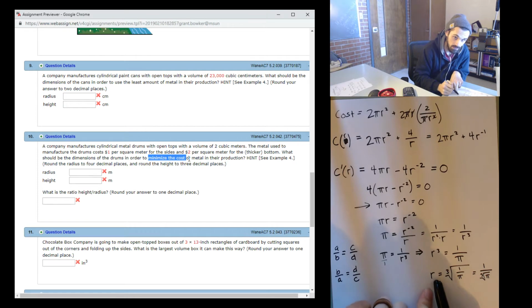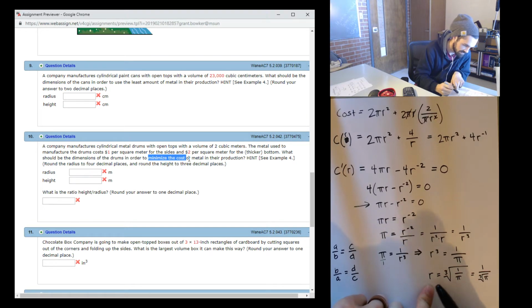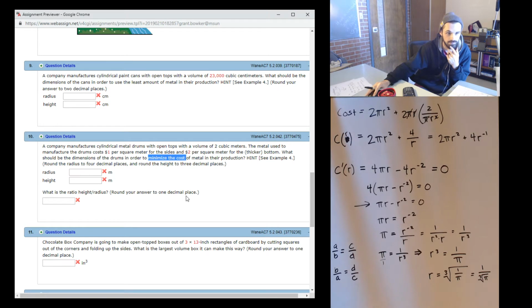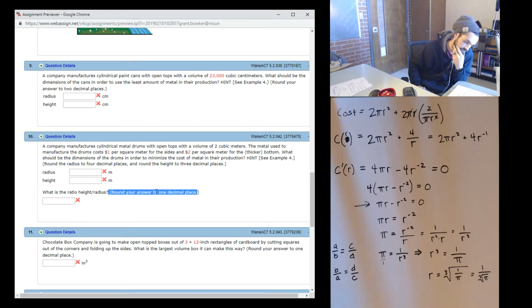Wow, this is getting to be a lengthy video. Sorry about that. So this is r, and we solved for the value of r that would minimize our cost. And what are we looking for as a solution? The radius. Well, there's our radius. I would think they round to 1 decimal place. So recognize when you input these answers, you're going to want to enter it rounded to 1 decimal place.